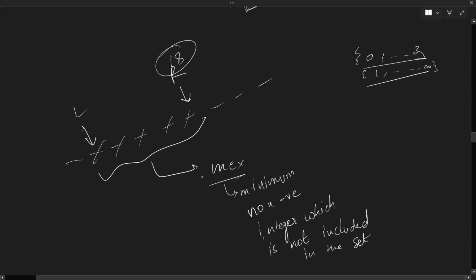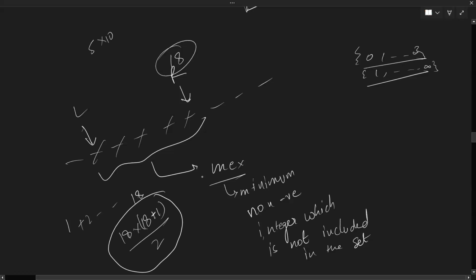So now, how many different ways are there to select the subarray for this? There is basically 1 plus 2 plus all the way up till 18. So there is 18 into 18 plus 1 by 2. So at max, there is no way you are choosing more than 5 into 10 to the power 5 operations. Is it making sense? Because there are not that many subarrays.